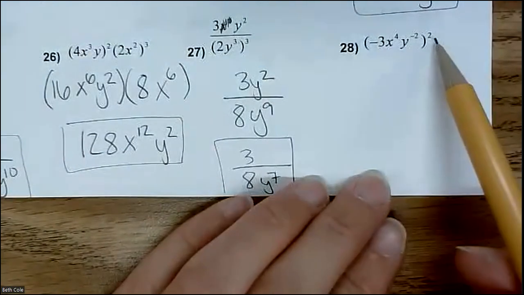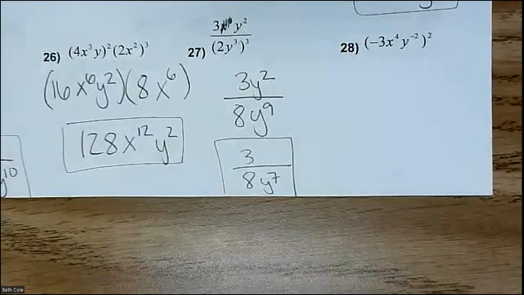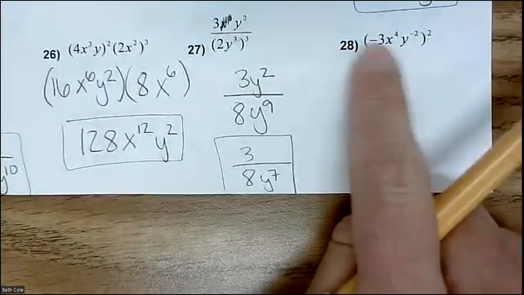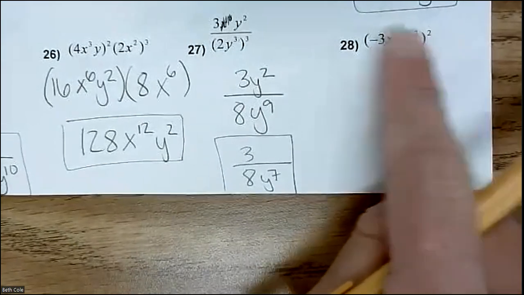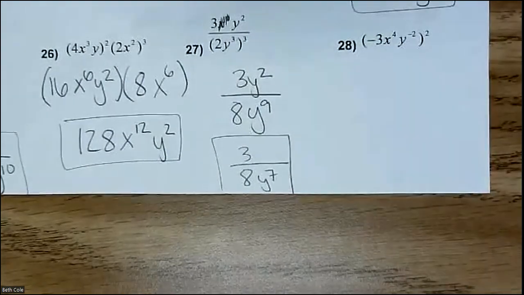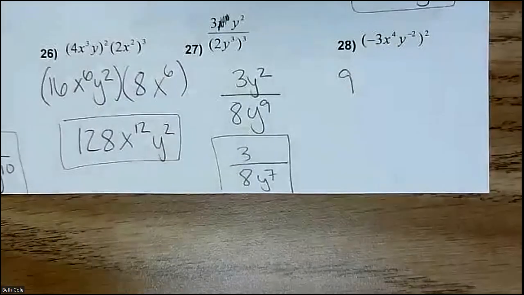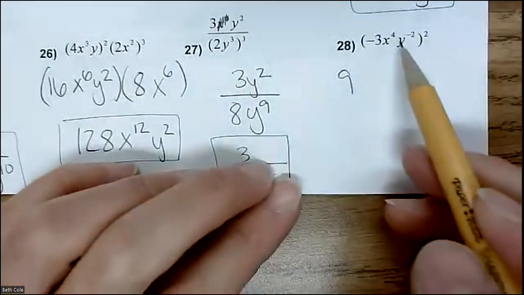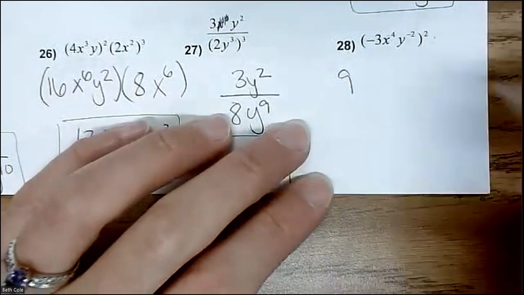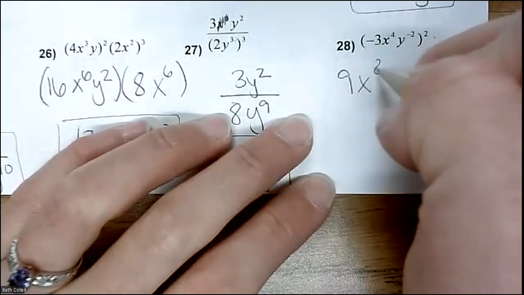All right, we're gonna take all this stuff to the second. -3 to the second. Hey guys, what that means is -3 times -3, which will be 9, +9. The negatives are gonna cancel. Power to a power means you multiply. So x to the 8th.